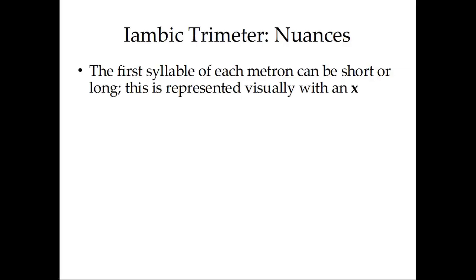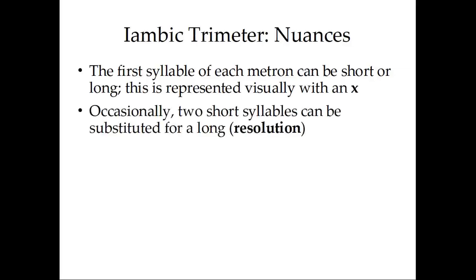There are some nuances to iambic trimeter, and we're going to be seeing some iambic trimeter in the readings for this lesson, so it'll be helpful to know these. The first syllable of each metron, there are three metra, if you remember, in a line of iambic trimeter, can be short or long. This is represented visually with an X, which is also called an anceps, which is a Latin word for, I think, something like two-headed. It can be either short or long.